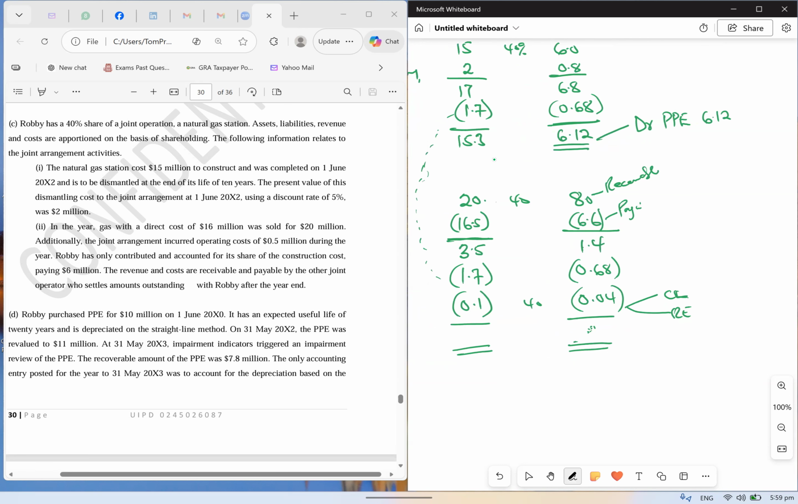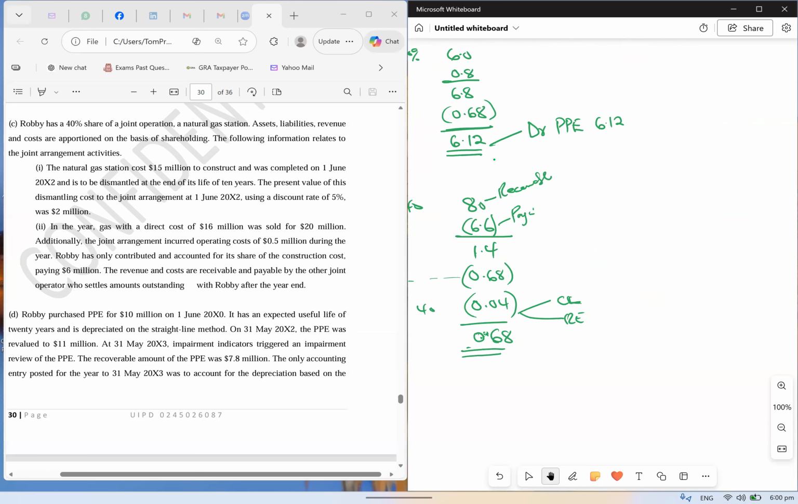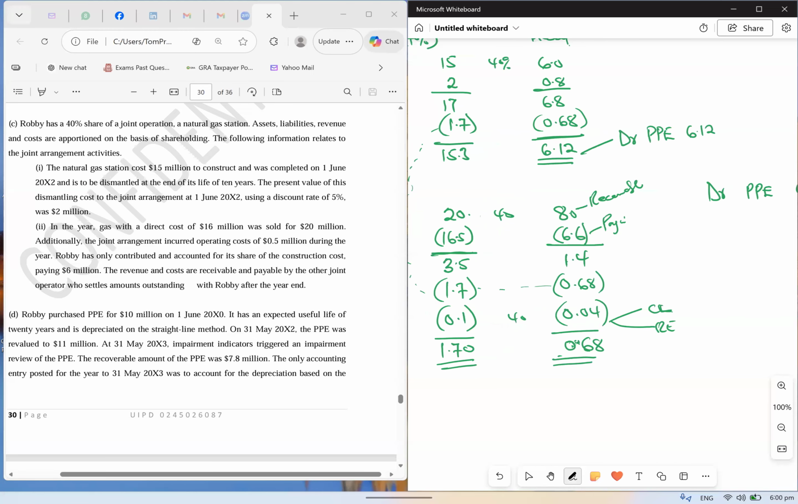All right. Say we have 1.7 for which side? For the left. Left, 1.7. Then 40% of that: 0.68. So how will it pan out in our guys' books? We know that we are debiting PPE with 6.12. And it says that the sales is also a receivable.